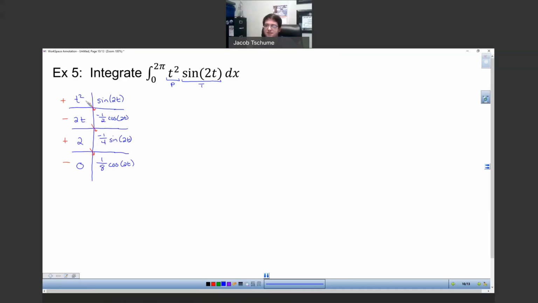So positive t squared times negative 1/2 cosine 2t should be negative 1/2 t squared cosine of 2t. All right, a negative times a negative makes this plus, and you should get 1/2 t times the sine of 2t. And then 2 times an eighth gives me a 1/4 times the cosine of 2t, and we're going to evaluate this from 0 to 2 pi.